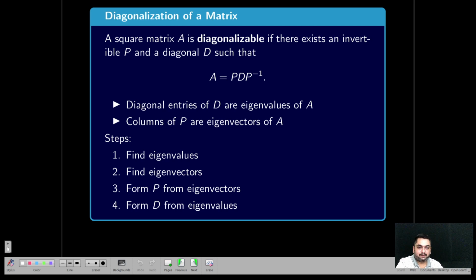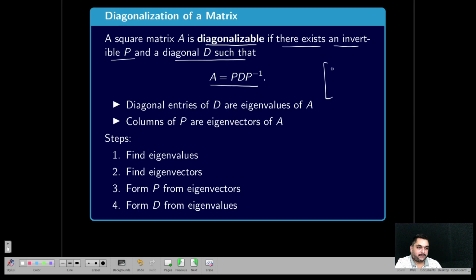We consider a diagonal matrix, and the diagonal matrix will have only diagonal elements, right? And all these diagonal elements will be the eigenvalues. A square matrix A is diagonalizable if there exists an invertible P and a diagonal D such that A is equal to P D P inverse. That is what I am saying.